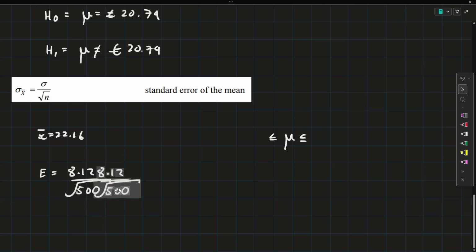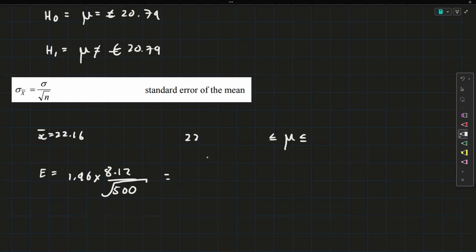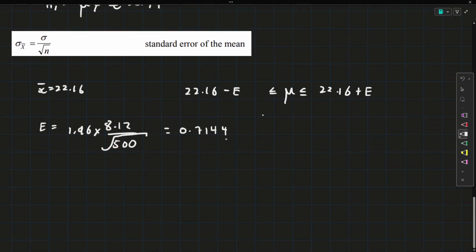Then that's like 1 standard deviation for the sample, and we want 1.96 standard deviations because that gives us 95%. Then you can figure out what that is, and that's going to be our error. So then our mu value will be 22.16 minus the error, and 22.16 plus the error, and mu is going to be somewhere in between those 2 bounds. So what we end up getting is about 0.7144. I'm going to round it to 4 decimal places, which should be good.